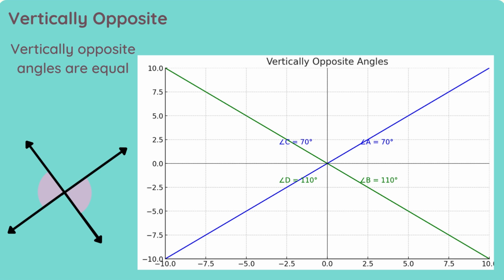If angle A is 70 degrees, then angle C will also be 70 degrees because vertically opposite angles are equal. Similarly, if angle B is 110 degrees, then angle D will also be 110 degrees. This shows that vertically opposite angles are always equal when two lines intersect. The given figure shows vertically opposite angles at one point.